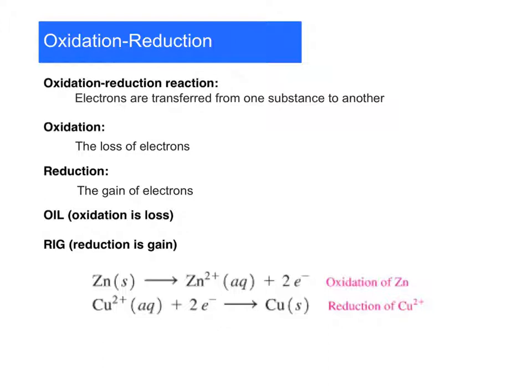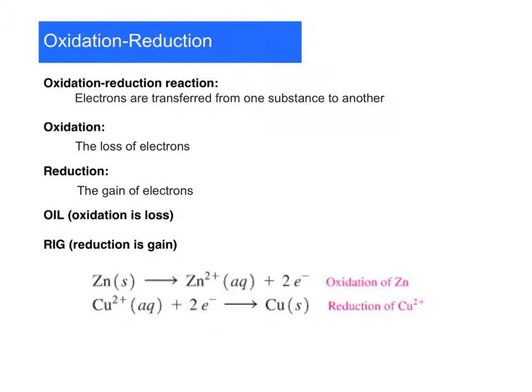All right, and then there's a little acronym which is also given in your book, which is oxidation is loss and reduction is gain. All right, OIL RIG. And then there's another one that you could see from the first slide, which is LEO the lion says GER, and LEO stands for losing electrons, oxidation, and GER stands for gaining electrons, reduction. So those are two different ways you can maybe remember which is oxidation and which is reduction.